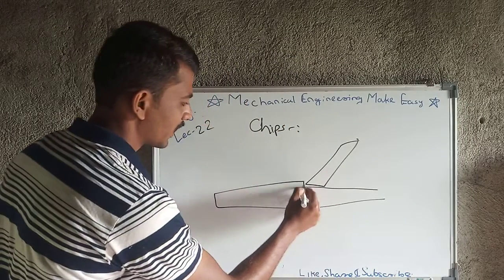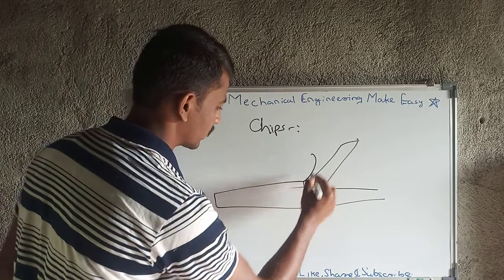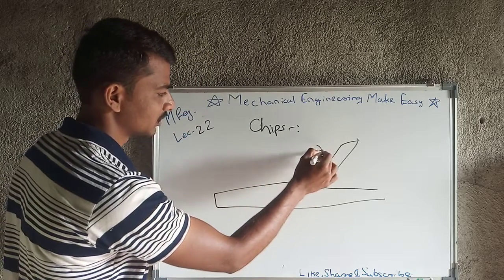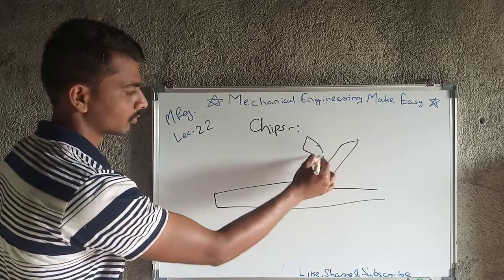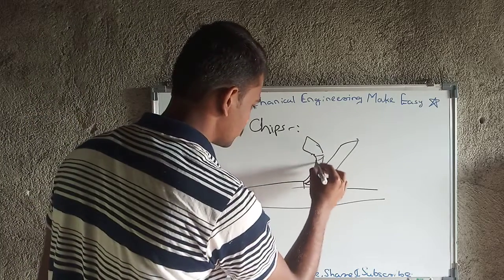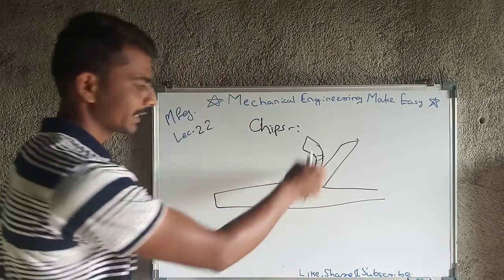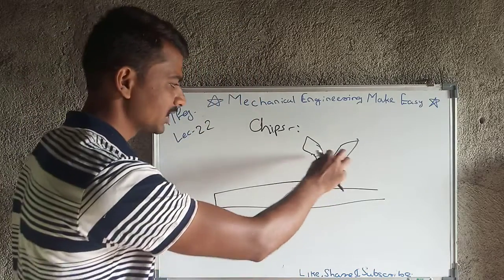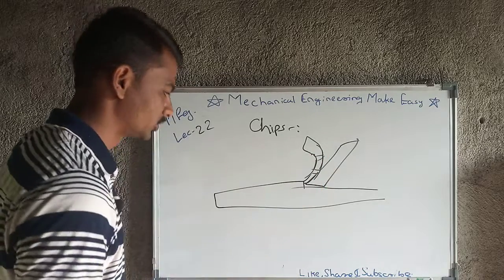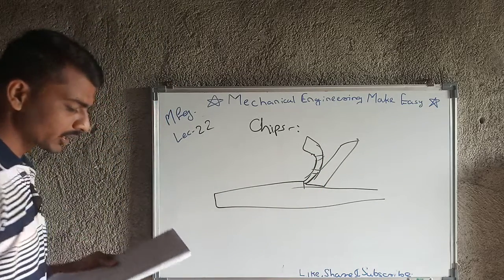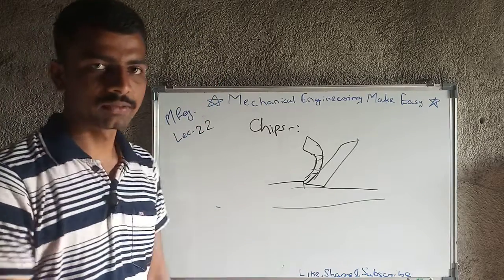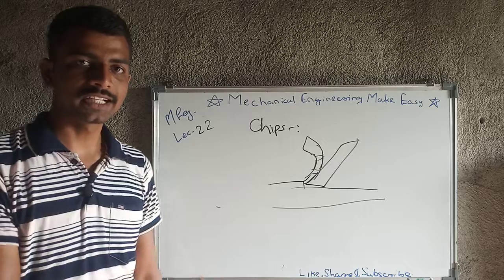So ultimately what will happen, this material is going to cut, and if the chips are formed in some pattern, then this is discontinuous chips. And if the chips are directly connected to each other, meaning there is no breakage between the removed material, then this is nothing but continuous chip. That continuous chip also has two types: first is without built up edge and second is with built up edge.